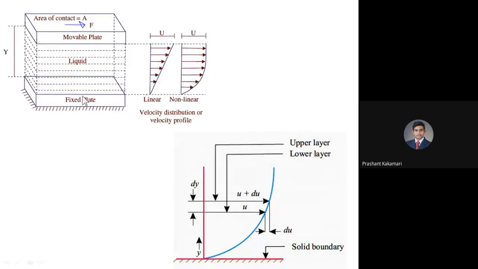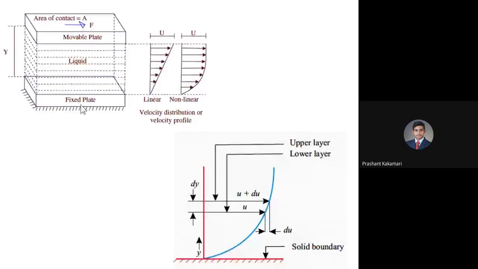At the fixed plate position, whatever layer of liquid is attached is not moving at all. So we consider the velocity at the fixed plate, or the liquid in contact with the fixed surface, as zero, almost negligible. And as you move this moving plate, which is kept at distance y, I need some force to overcome the viscosity of the liquid. Viscosity is nothing but the resistance to the applied force.